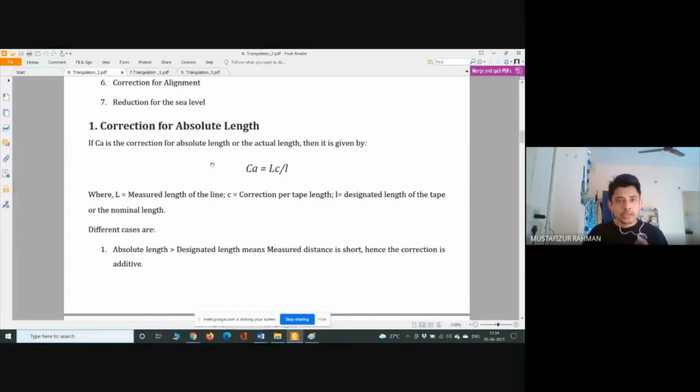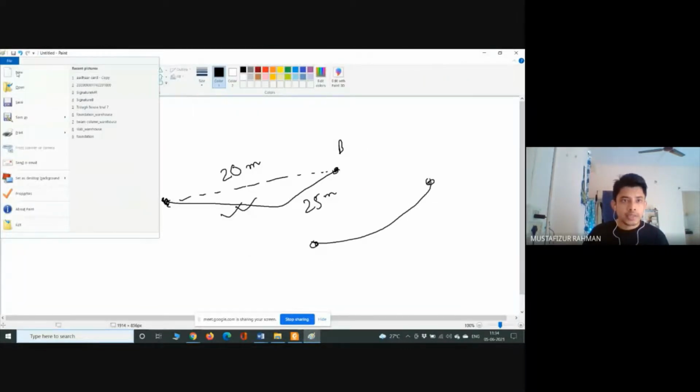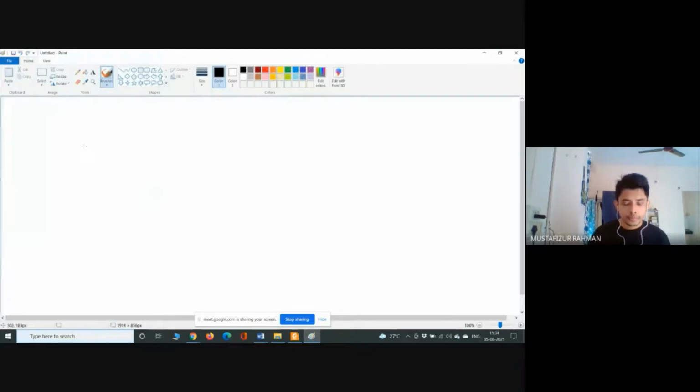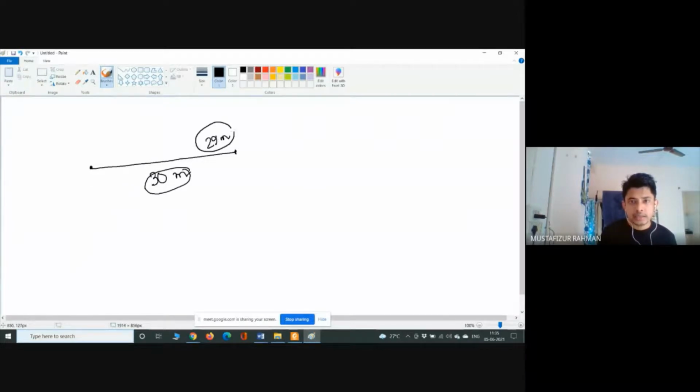There are some formulas to correct this absolute length. Let's see what happens in absolute length. This is written as 30 meter, but the chain is actually shorter. Say for example, it is 29 meter, right? So we will measure, this is 29 meter. We have measured 29 meter, but we have written 30 meter.